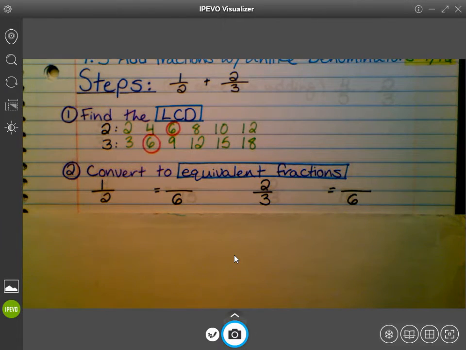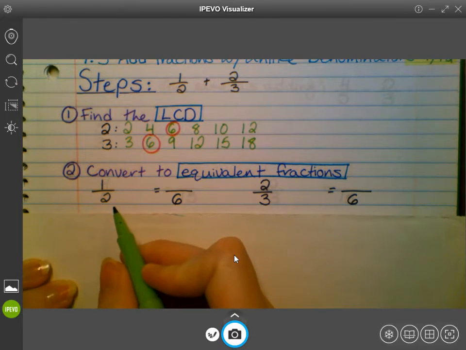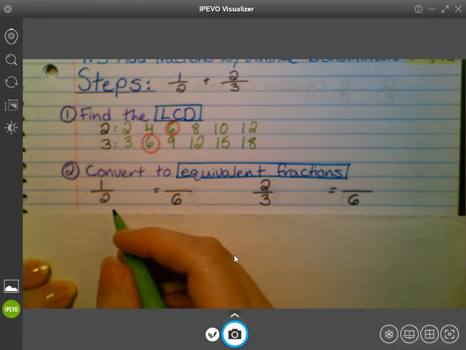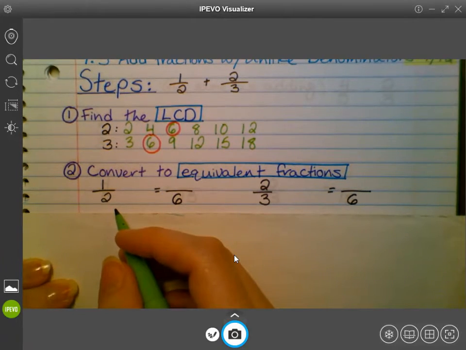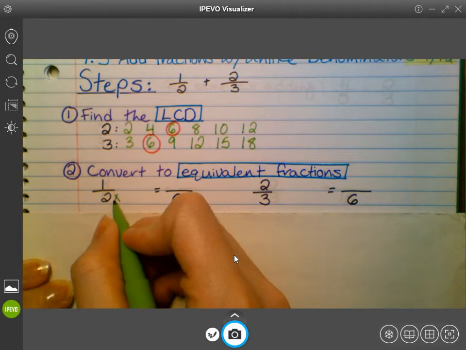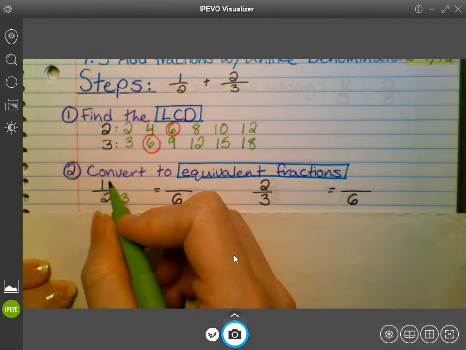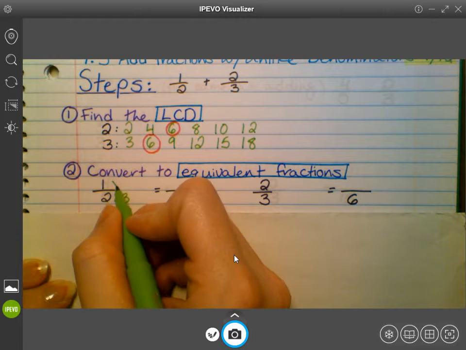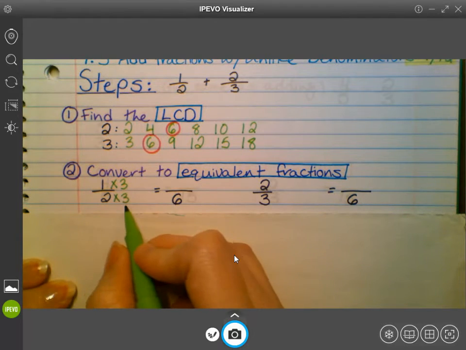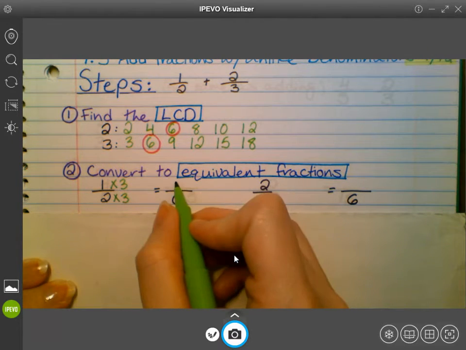So what do I multiply 2 by to get 6? Show me on your hands. 2 times 3. Yes, so times 3. Whatever I do to the denominator, I have to do to the numerator. Yep. So 2 times 3 equals 6. 1 times 3 equals 3.